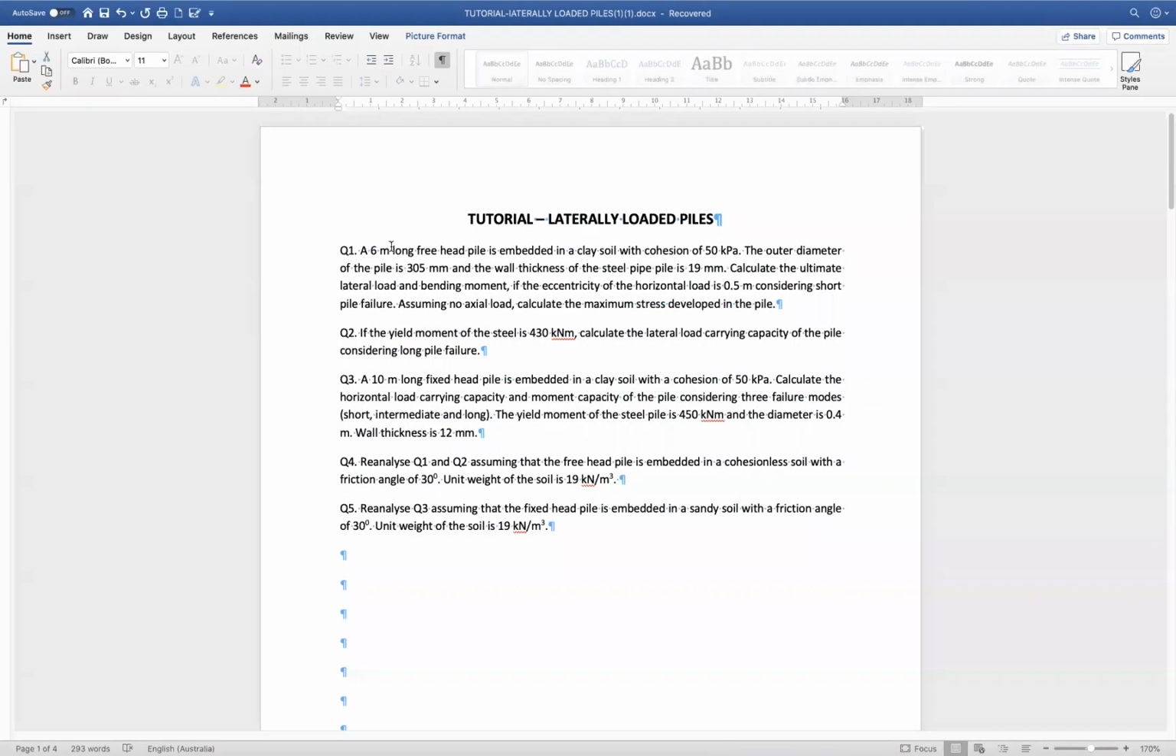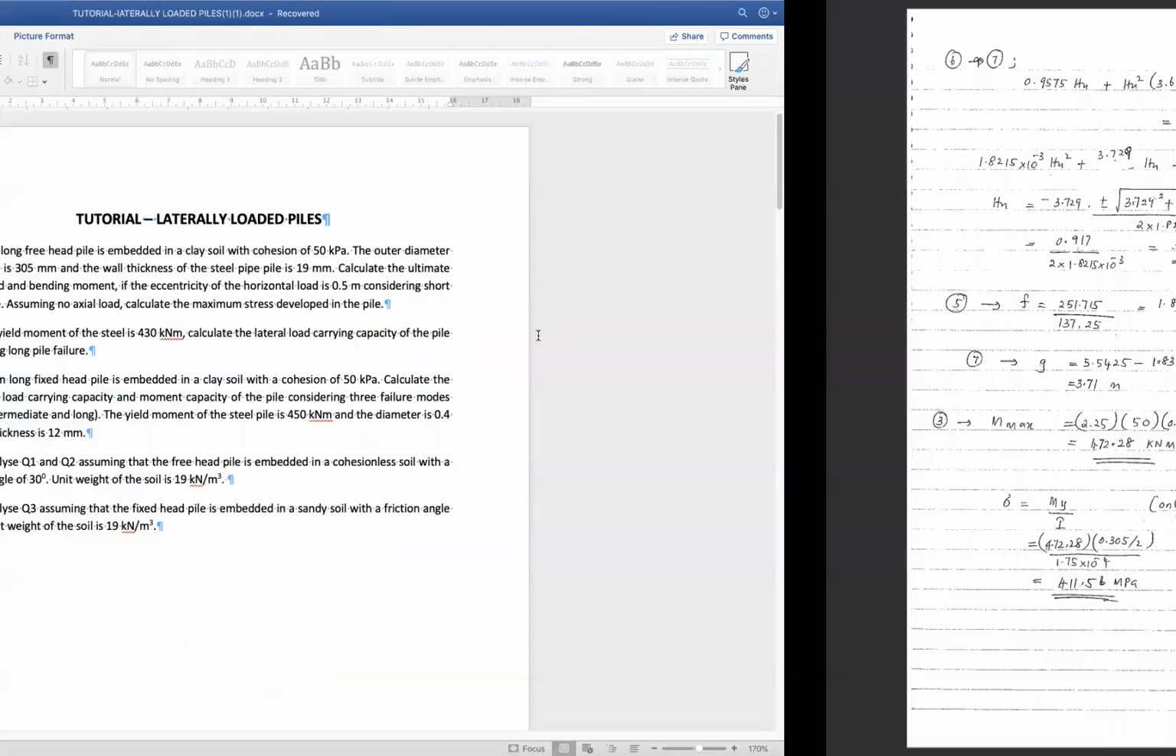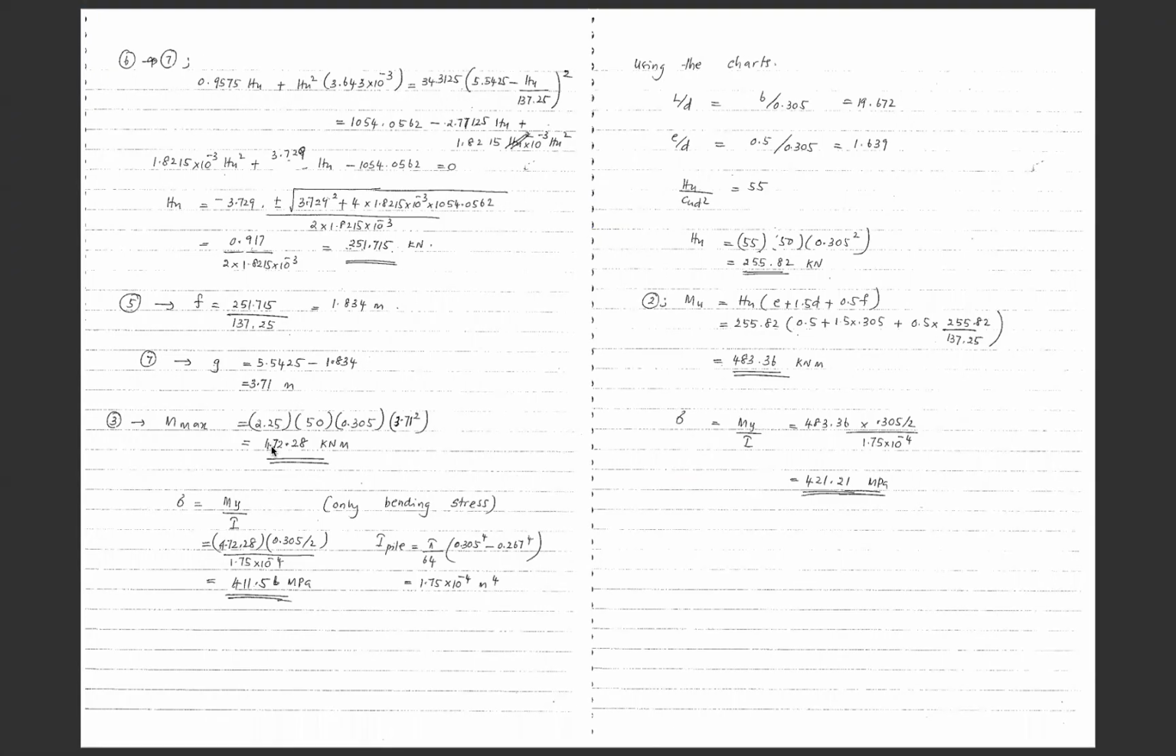After we have done the first question, where we only considered the short pile failure scenario, we need to go to question 2. In question 2, if the yield moment of the steel is 430, we need to calculate the lateral load carrying capacity of the pile considering the long pile failure scenario. So we need to consider that the yield moment is 430. Obviously, we use the same data from the first question.